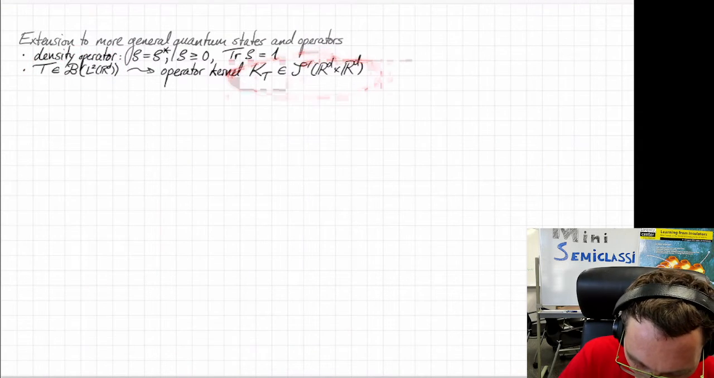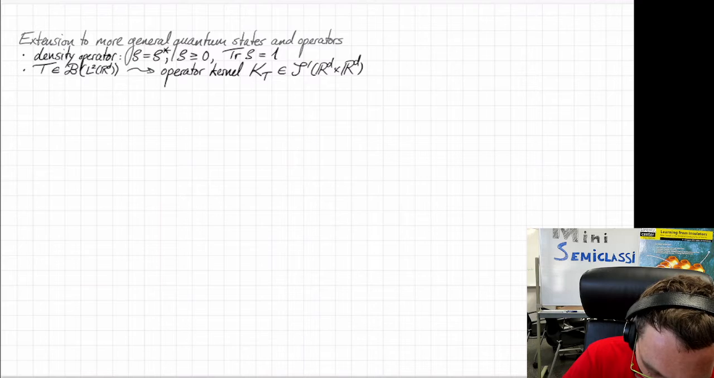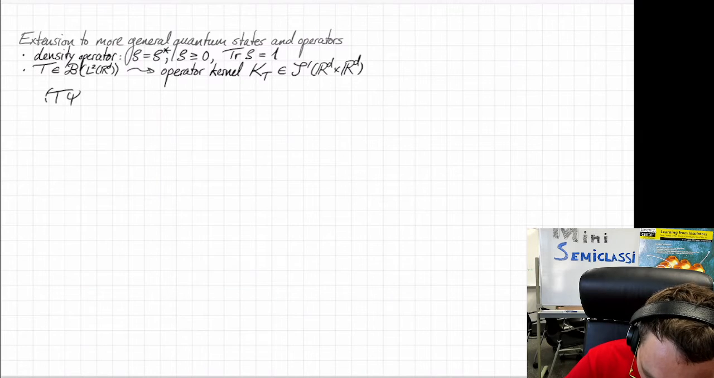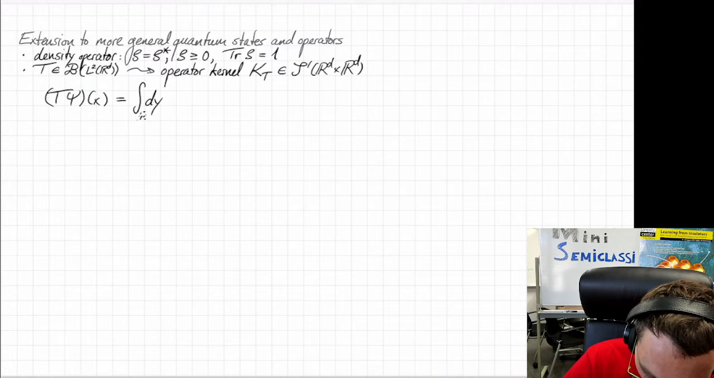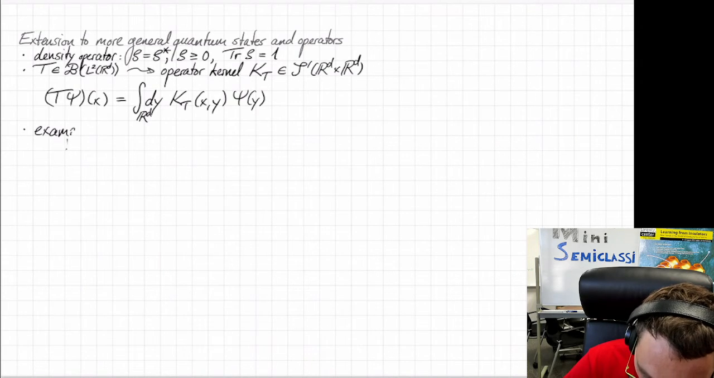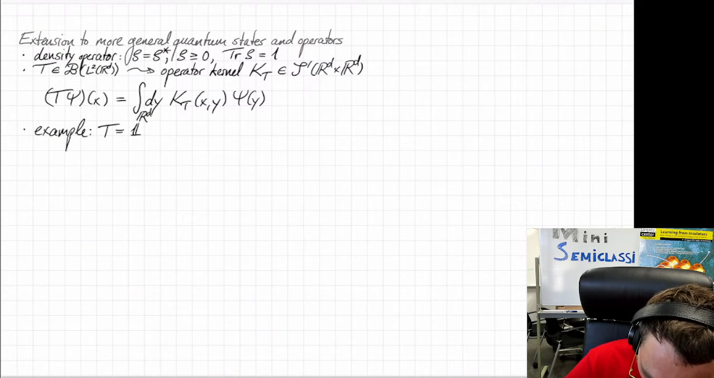And what is the operator kernel? Well, if I apply the operator to a wave function psi, to an L2 function, then I can view it, at least formally speaking, as an integral over y of K_T, which depends now on x and y, times psi of y. So, for example, the identity operator has the delta function as its kernel.